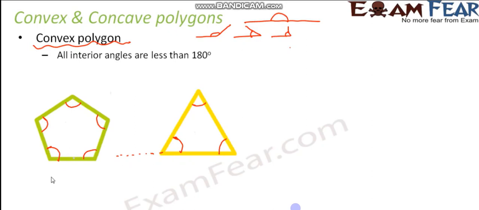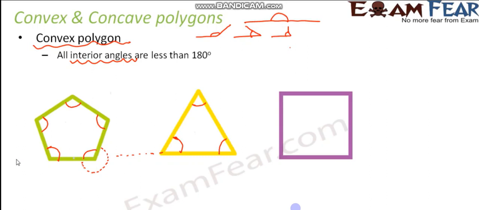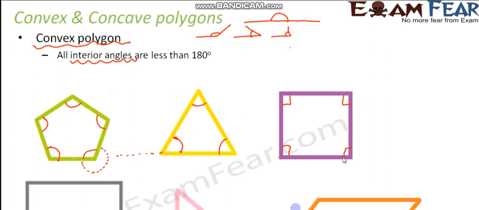Now let me give an example of an angle which is more than 180 degrees. When you look at this angle, for example, this is more than 180 degrees. But in this case we are talking only about interior angles and based on 180 degrees. So look at the square. Here all angles are 90 degrees, which is again less than 180 degrees. So it is also a convex polygon. This is what signifies a convex polygon.